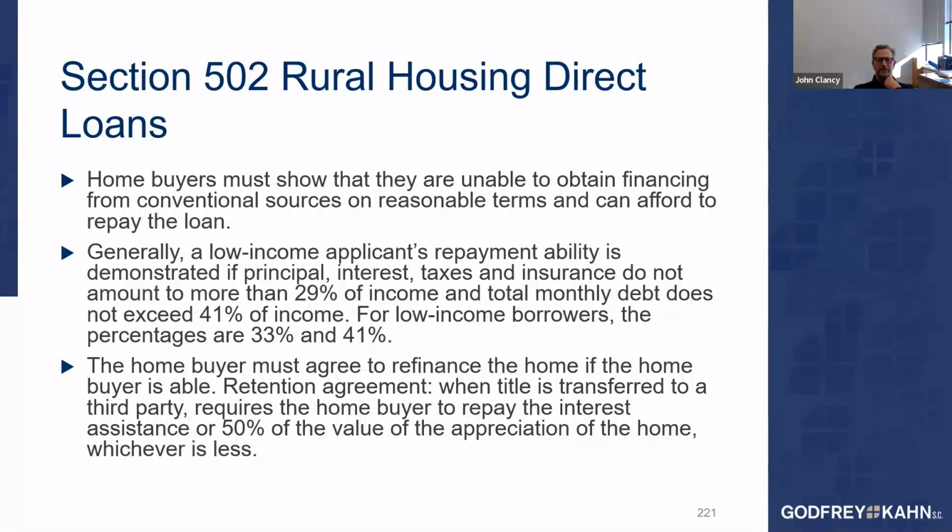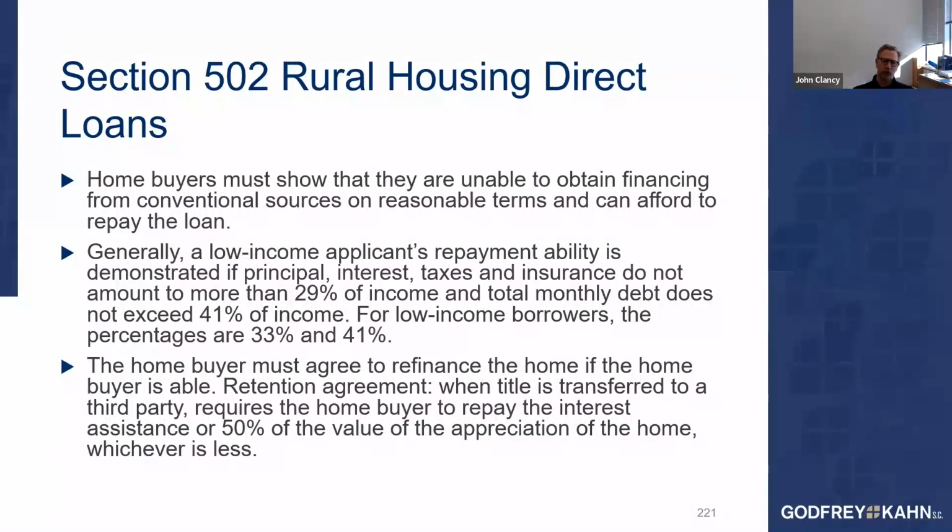And then they have a kind of formula they use to figure out whether a person can afford to repay the loan or not. It's really looking at the principal, interest, taxes, and insurance. If you own your own home, you probably notice that those are things that are often paid for under the mortgage, where especially your taxes and insurance are escrowed.